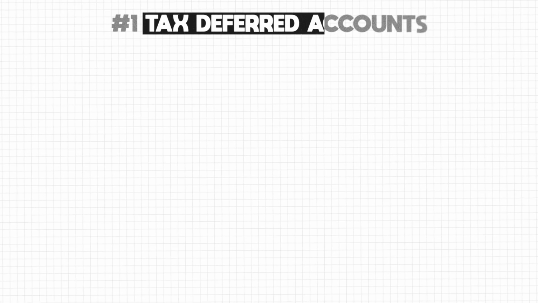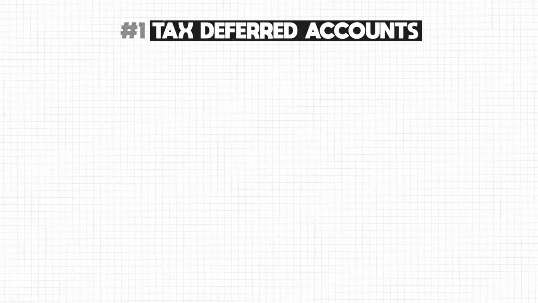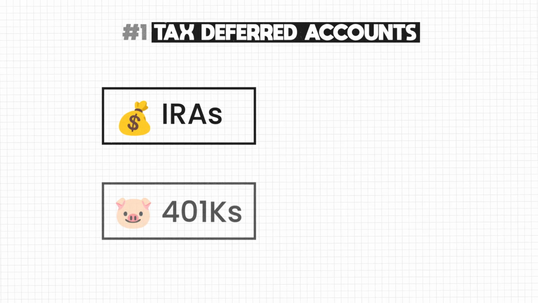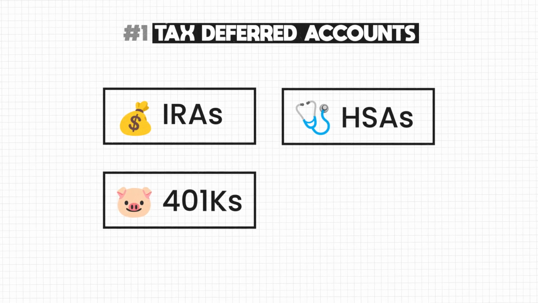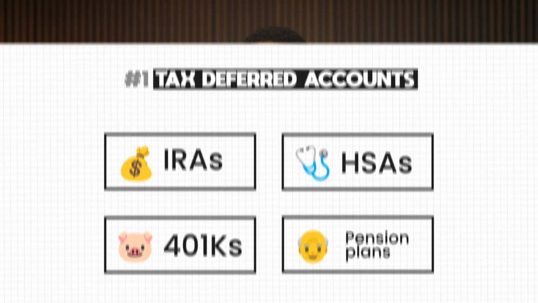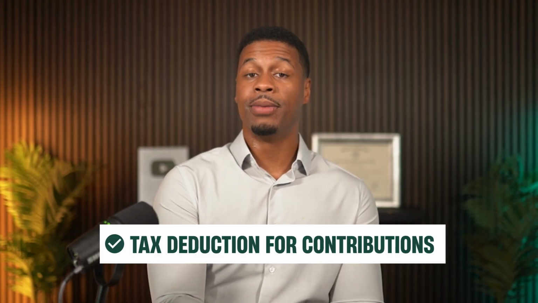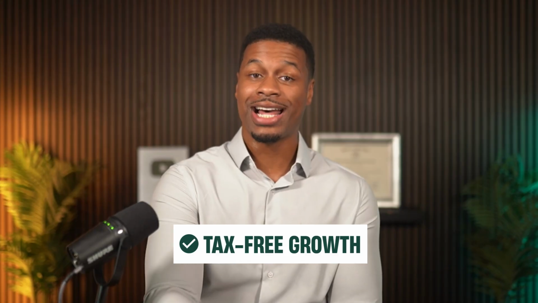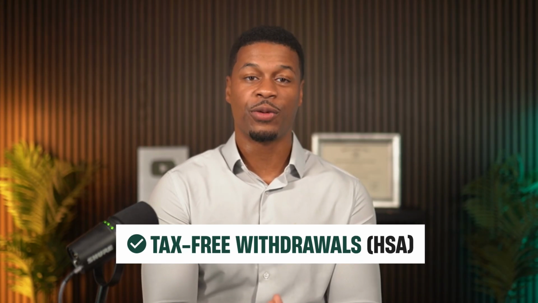So number 1, we have tax deferred accounts, which is the most basic form of tax sheltering. These are things like IRAs, 401ks, HSAs, and pension plans. Typically, you can get a tax deduction for putting money into these accounts while also benefiting from tax-free growth inside those accounts. And in some cases, you might even qualify for tax-free withdrawals.